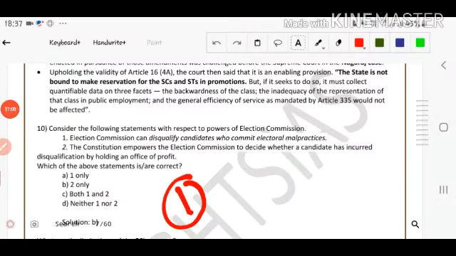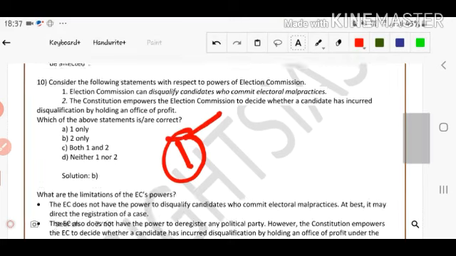Let us discuss the 10th question. We have already seen the Election Commission. Number one, the Election Commission can disqualify a candidate who commits electoral malpractice. Is it a power of the Election Commission? Number two, the Constitution empowers the Election Commission to decide whether a candidate has incurred disqualification by holding an office of profit. Both statements are given. Which of the following are correct?